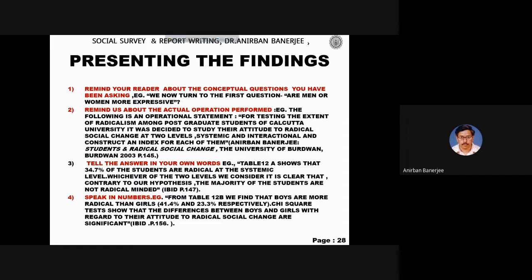Example, from Table 12b we find that boys are more radical than girls. Chi-square tests show that the differences between boys and girls with regard to their attitude to radical social change are significant.